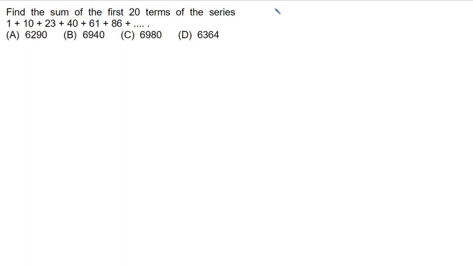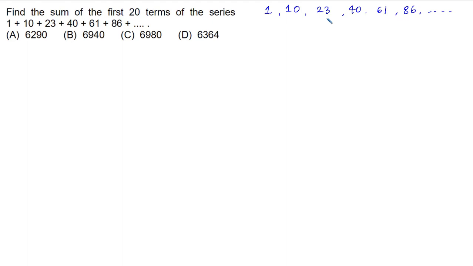Over here we want to find the sum of the first 20 terms of the given series. First of all, we'll try to understand which kind of pattern this series is following. Over here the terms are 1, 10, 23, 40, 61, then 86 and so on.